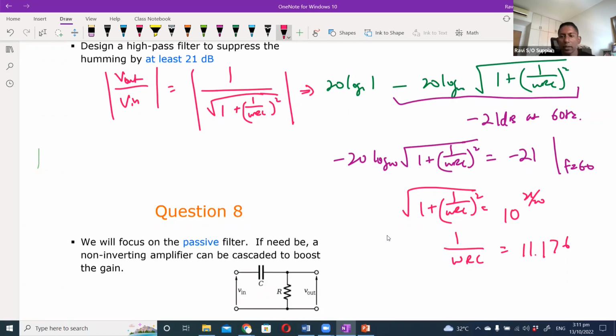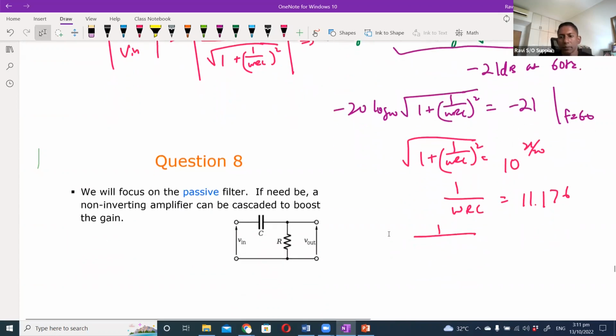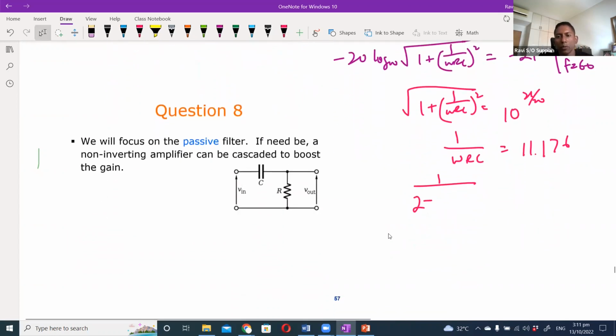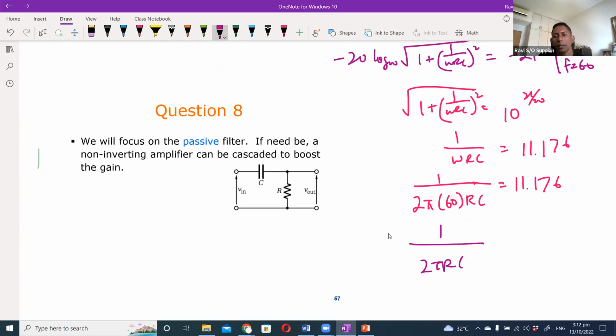11.176. So in this case, 1 over RC, with 2 pi f, where f is 60, equals 11.176. If I bring the 60 over, I get 1 over 2 pi RC equals 60 times 11.176, which will give me 670.5, and that is actually your fc.